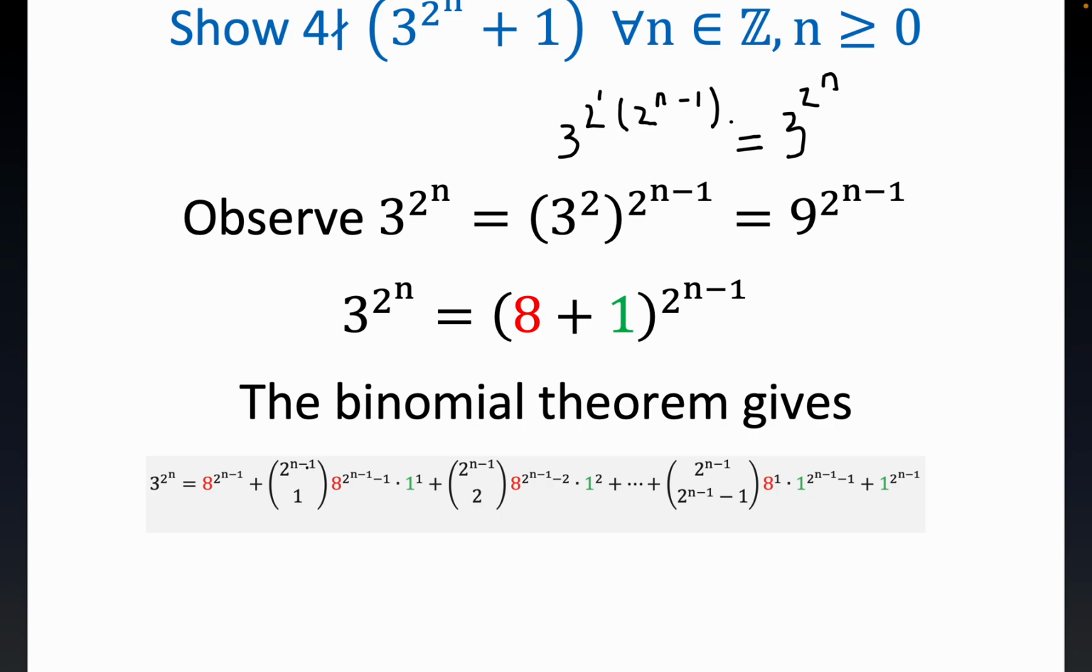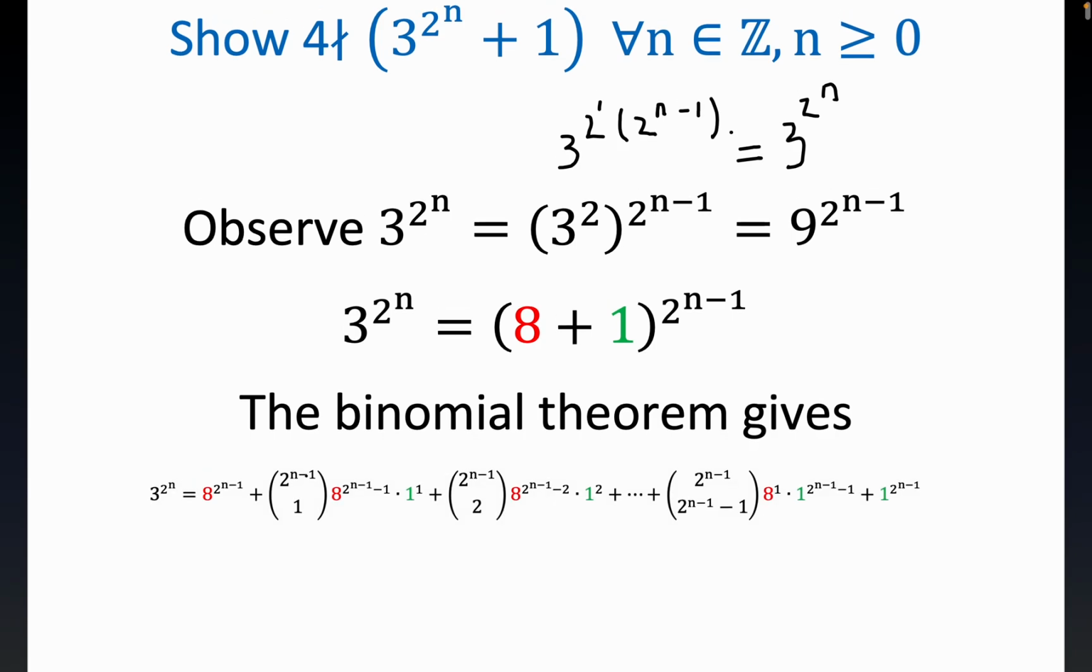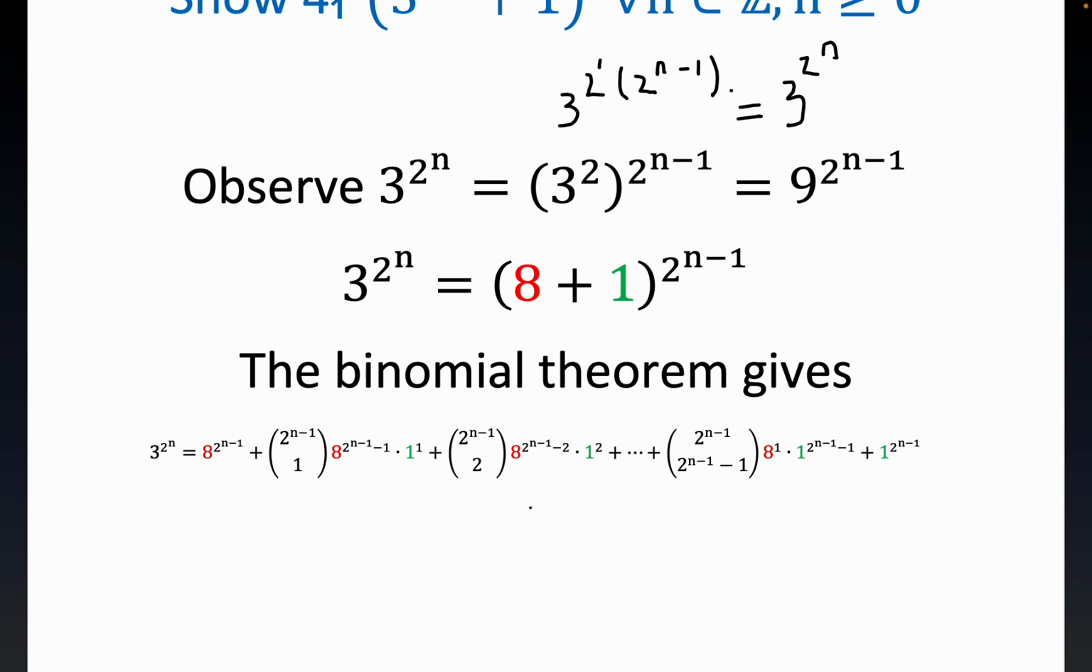These parenthetical quantities here are called binomial coefficients. They're always integers, you know. But notice that 8 is present in varying powers all the way through until you get to the very end, where you just have 1 raised to a power. Okay.